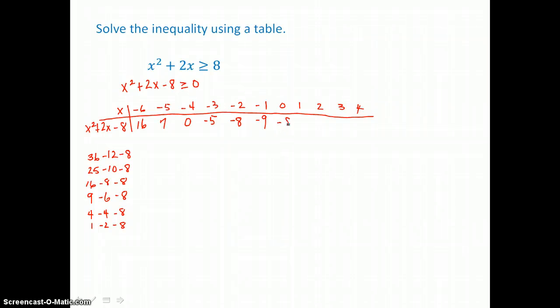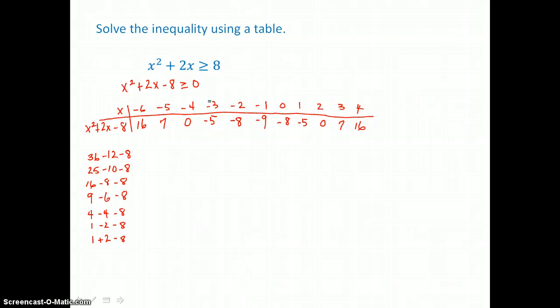If I put 1 in, 1 squared is 1. 1 times 2 is 2. Minus 8, that's -5. And you can see that our values have reached that parabolic shape, and my next value then will be 0. 3 will give me 7, and my x value 4 will give me 16 again.